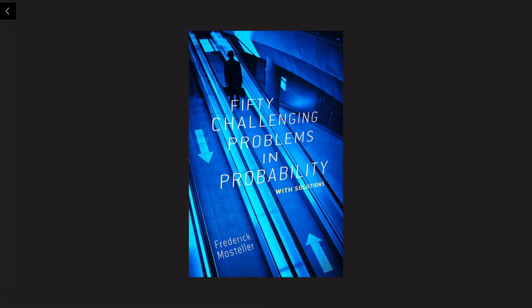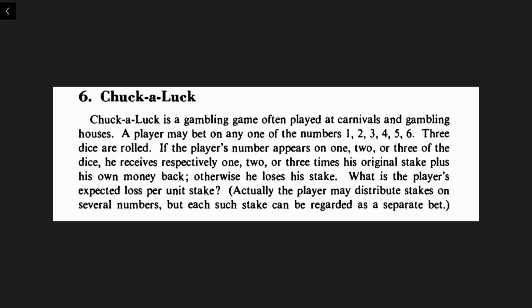Going through 50 challenging problems of probability, and question number 6 is called Chuck-a-Luck. Essentially, Chuck-a-Luck is a gambling game often played at carnivals and gambling houses. A player may bet on any one of the numbers 1 through 6.